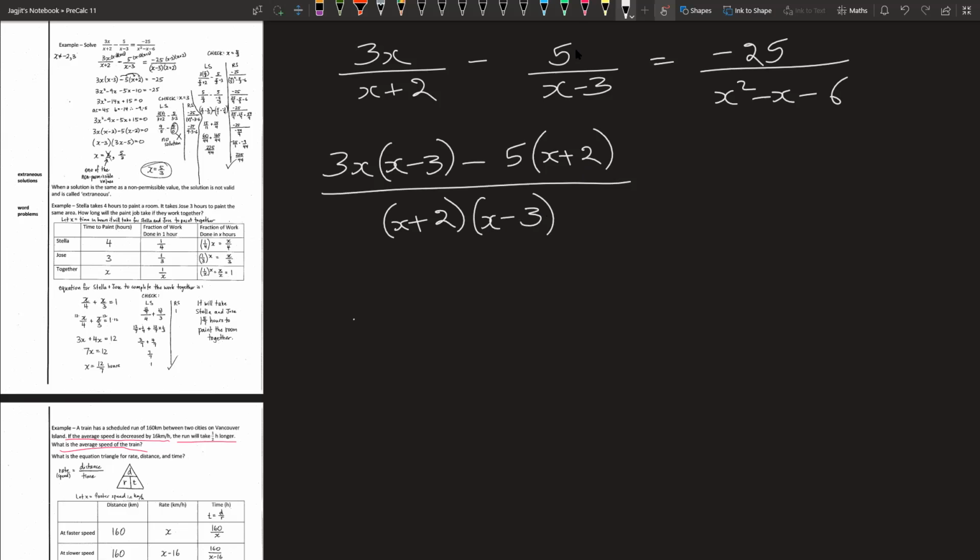That's another way of thinking about it. Or you could have done times this by x minus 3, times this by x minus 3, times this by x plus 2, times this by x plus 2. You'll get the same thing. Okay, so we've got that. And now we're going to work on the right-hand side.